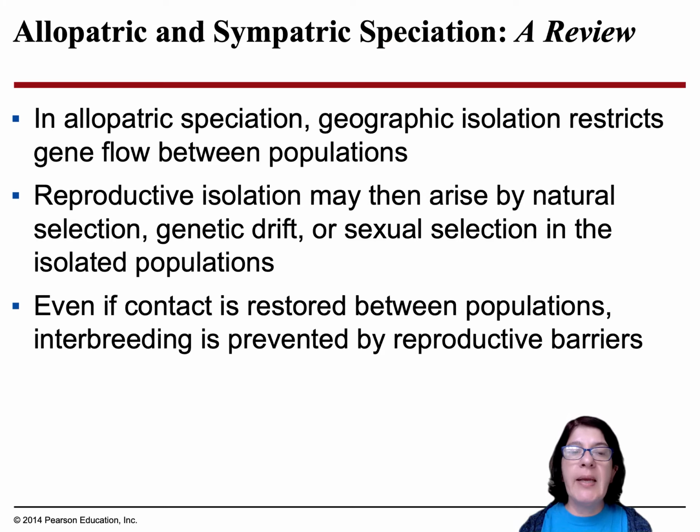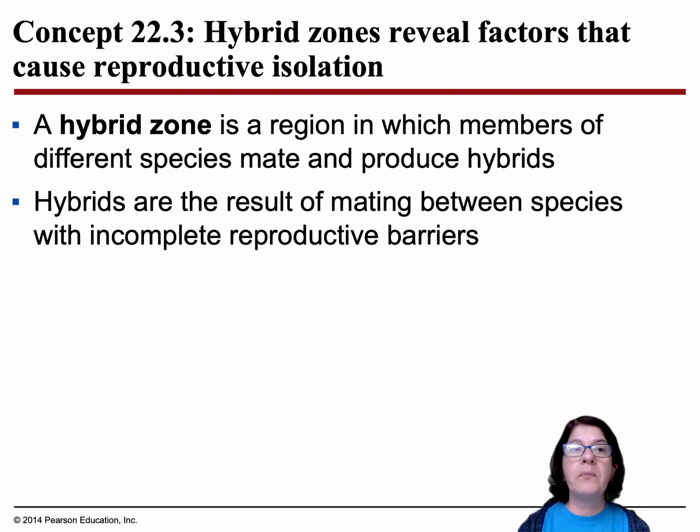So in summary, allopatric speciation: geographic isolation restricts gene flow between populations. And reproductive isolation may then arise by natural selection, genetic drift, or sexual selection in the isolated populations. Even if contact is restored between two populations, interbreeding is now prevented by reproductive barriers. So the two populations have become sufficiently distinct that reproductive barriers are in place, which means there are now two different species. Okay.